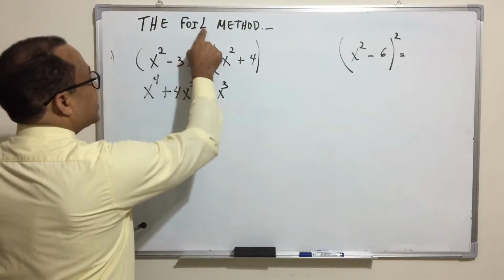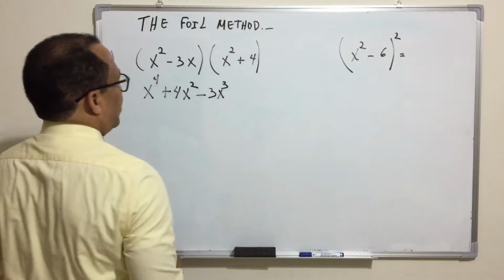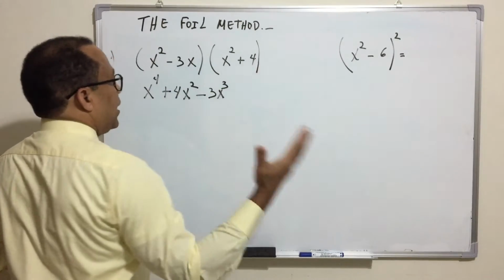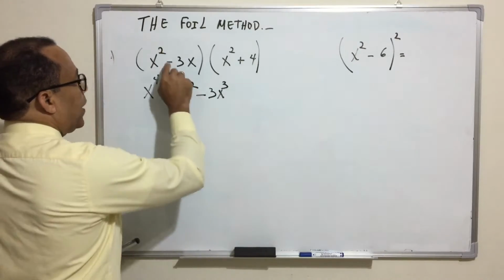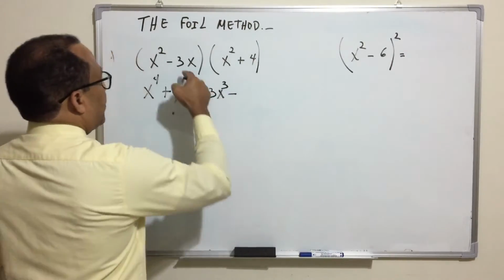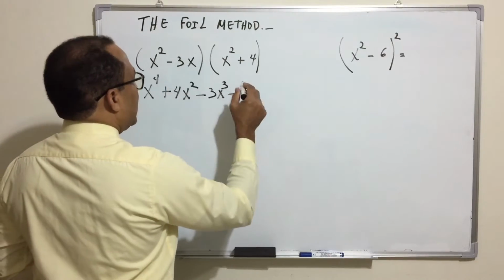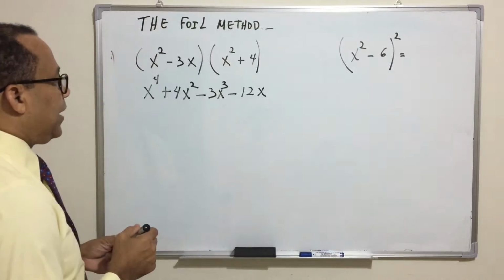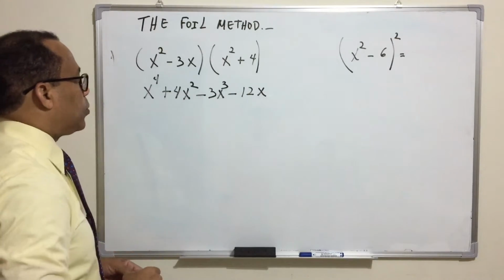And for last, we multiply the last terms. They are negative 3x times 4. Let's multiply the signs first. Negative times positive equals negative. 3x times 4 equals 12x. This is the result of the multiplication.